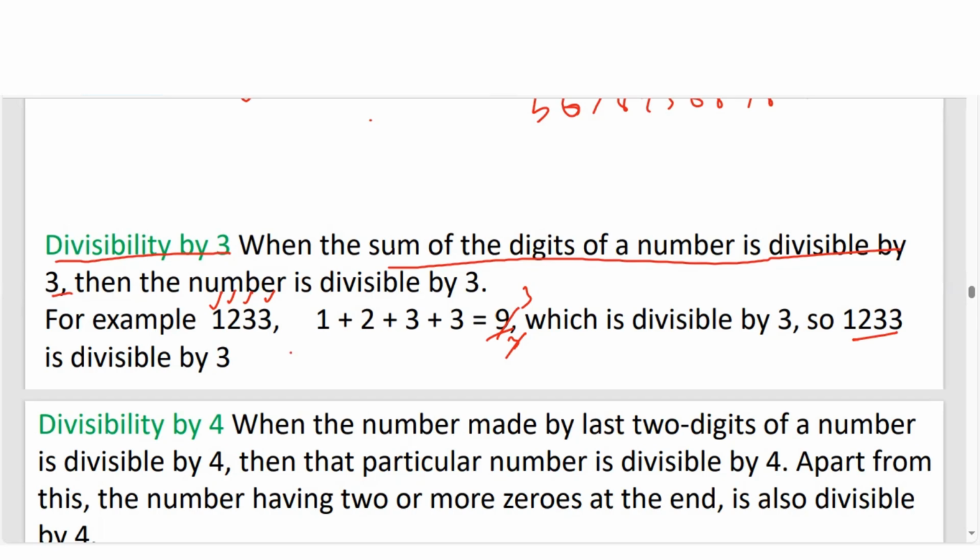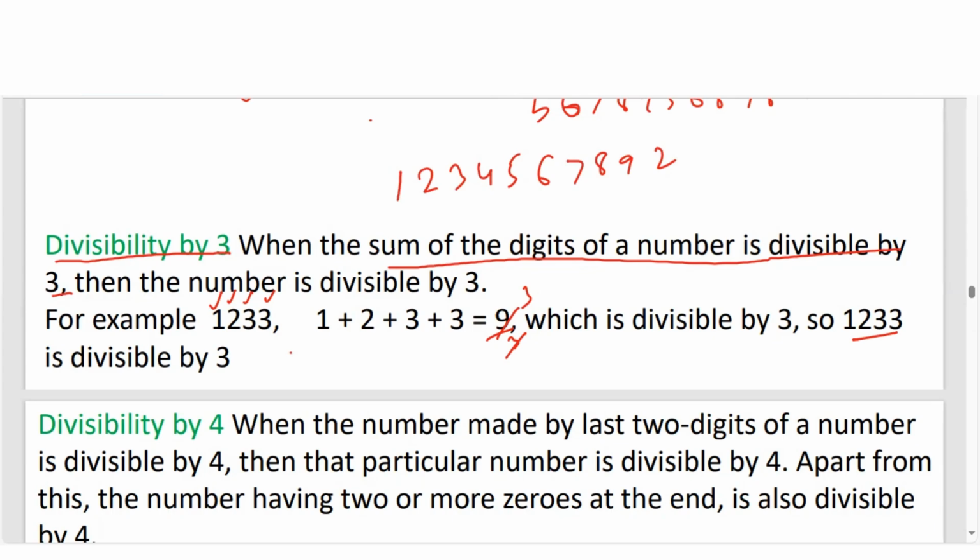Any large number given, suppose I am writing here 1, 2, 3, 4, 5, 6, 7, 8, 9, 2. Is this number divisible by 3 or not? So no need to divide this number.